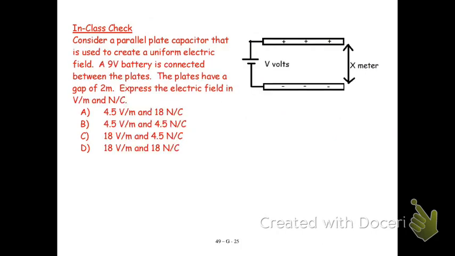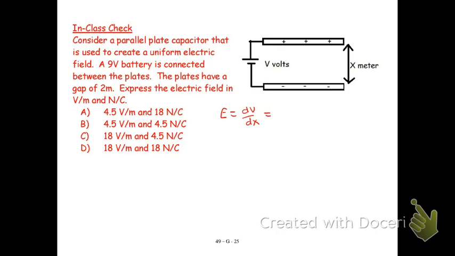And now the final level of complexity. I don't tell you the electric field. I say, consider a parallel capacitor that is used to create a uniform electric field. A 9-volt battery is connected between the plates. The plates have a gap of 2 meters. I'm asking you for the electric field. Electric field equals, remember that? dV by dx, volts per meter. Remember that from the previous chapter?